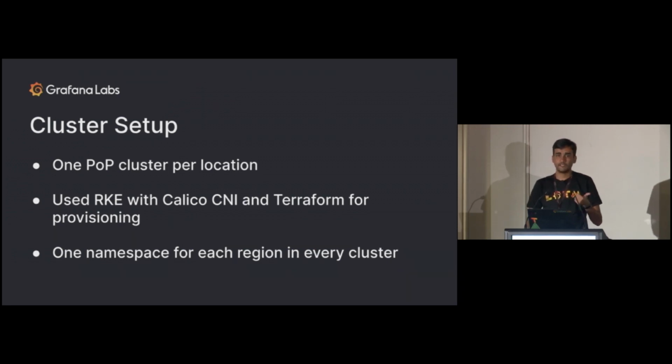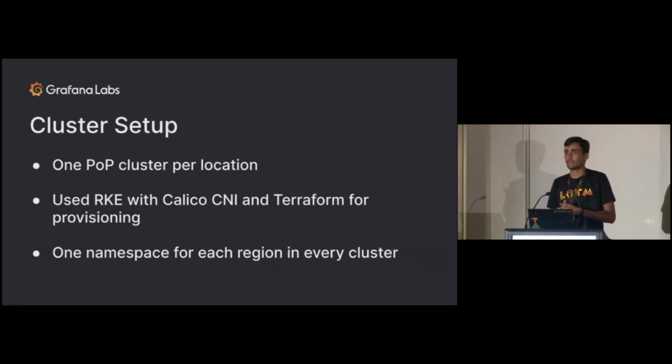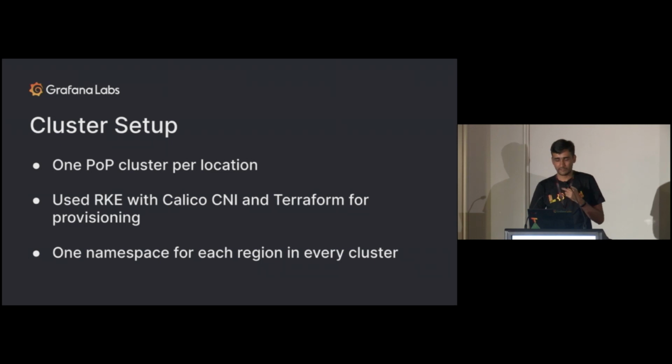We used RKE with Terraform. RKE is Rancher Kubernetes Engine. It's super simple, and gives you a basic Kubernetes cluster without worrying about a lot of stuff. And we want to thank the Rancher folks for open sourcing that. That's a really nice tool that we've been using. And we used Calico CNI. I'll go over why we went with Calico later.